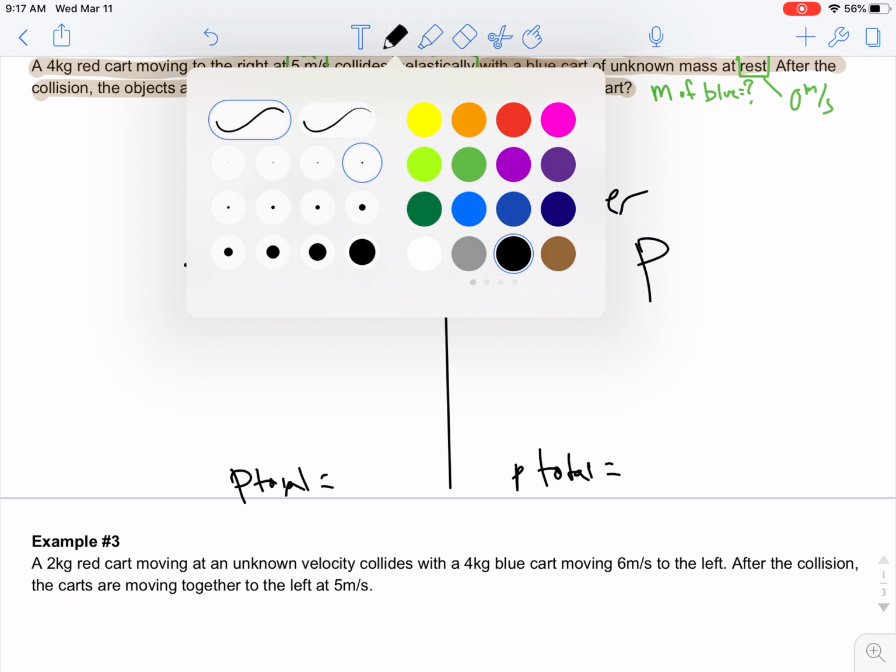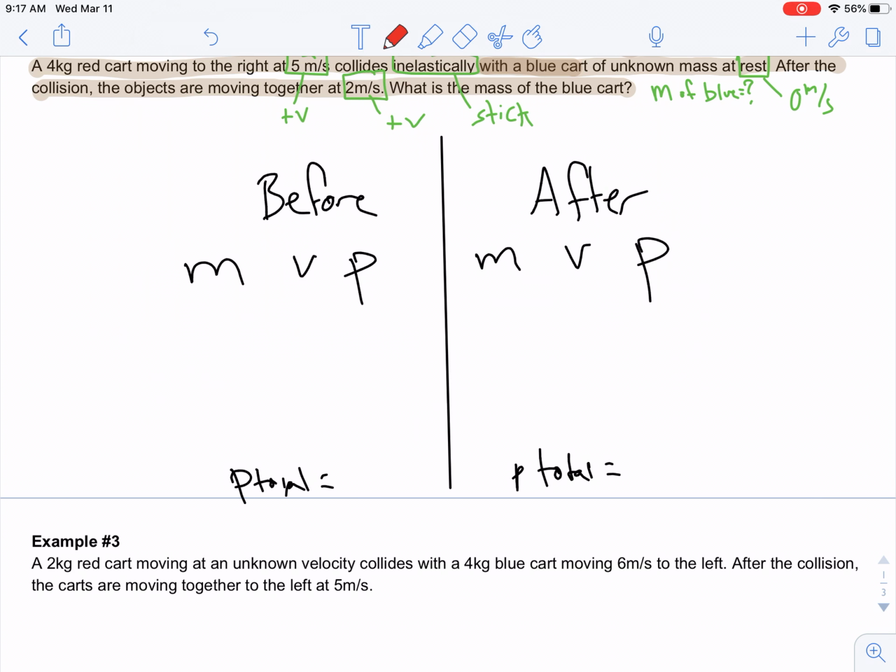Okay, so let's start filling in what we know. We know that the mass of the red cart is 4. It's moving to the right at positive 5 meters per second. It's got a momentum of 20. We know that the blue car has an unknown mass. We don't know it, but we do know it's at rest, so it's moving at 0 meters per second.